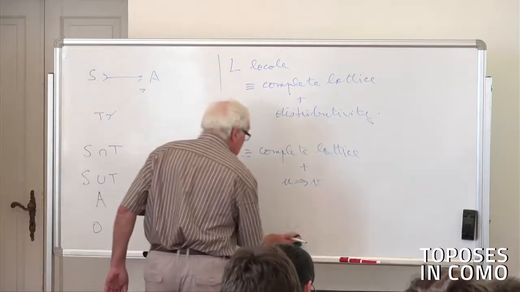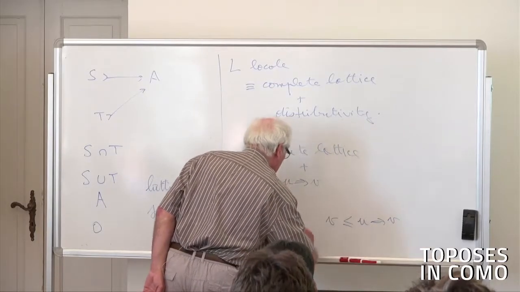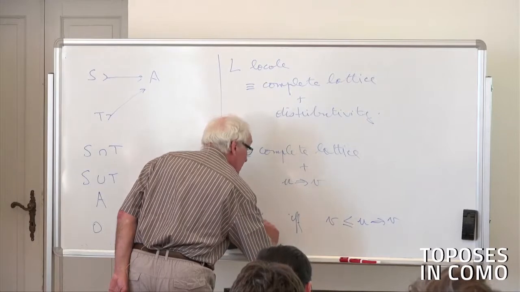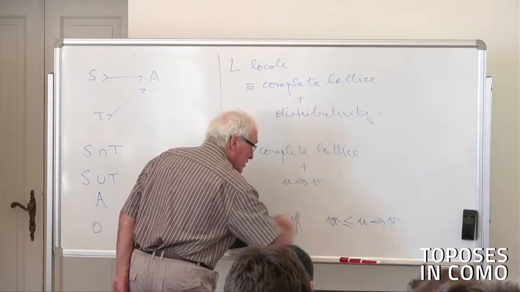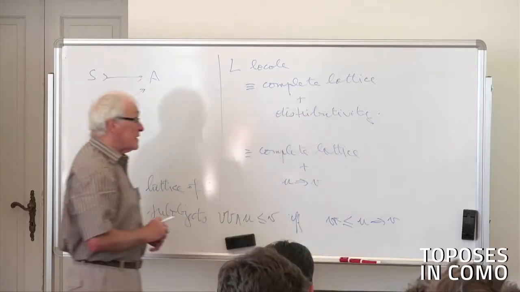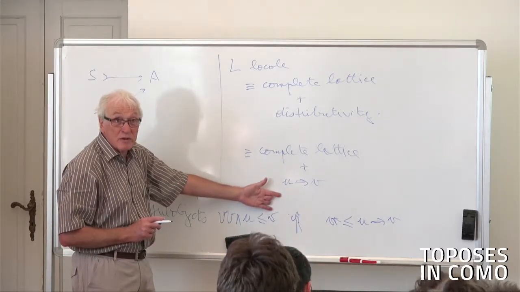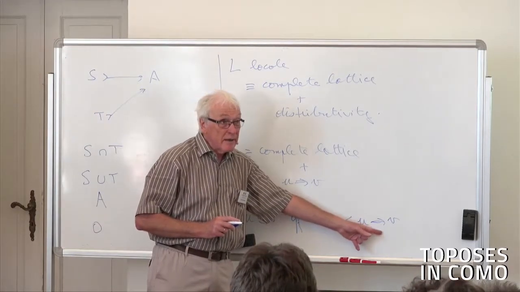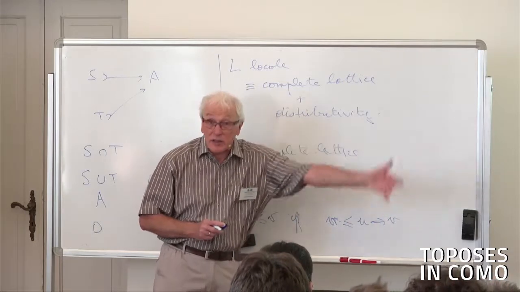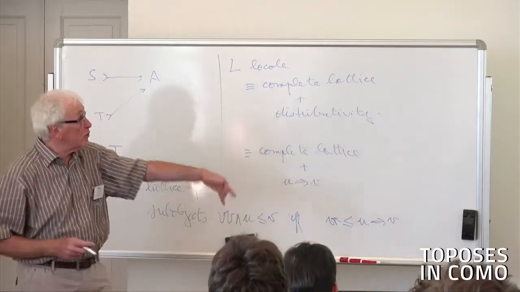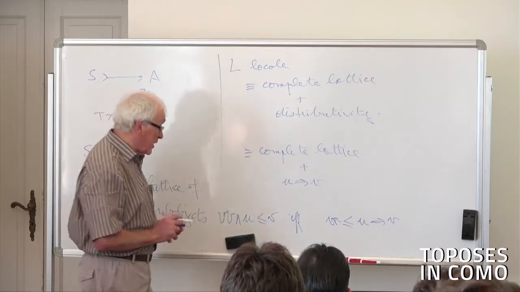This element U implies V was such that W is smaller than U implies V if and only if W meet U is smaller than V. So from the distributivity we have been able to construct this implication. But if we have this implication, that means that the meet operation has a right adjoint, and since it has a right adjoint, it commutes with colimits, so with suprema. And so you recapture the distributivity.